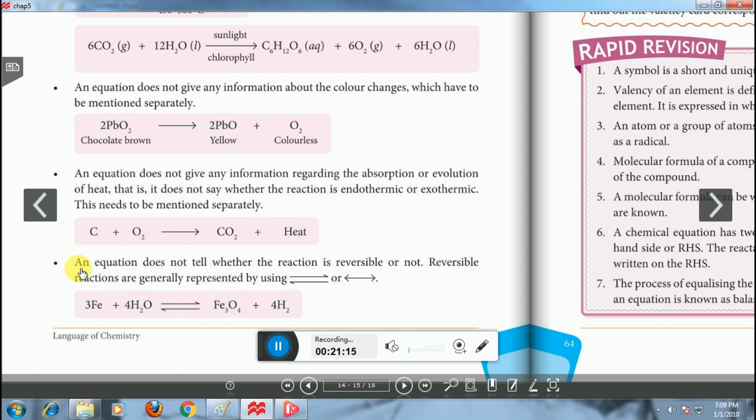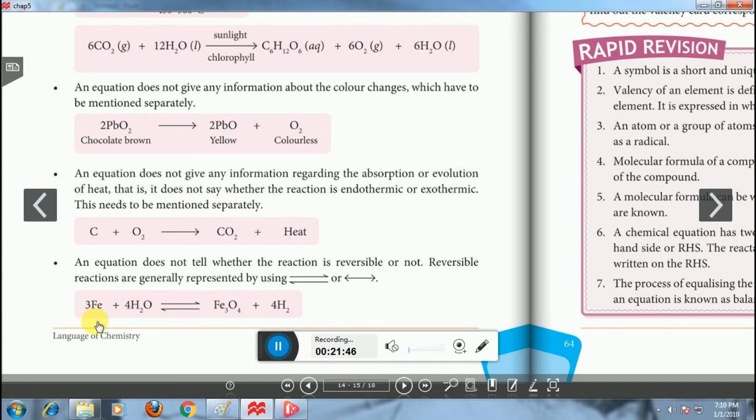What we have previously discussed about writing the arrow is the term reversible reactions. An equation does not tell whether the reaction is irreversible or reversible. Reversible reactions are generally represented by a both-sided half-headed arrow or fish hook arrow. Look at this arrow, it is different from this arrow. This is a both-sided, both-headed fish hook arrow.